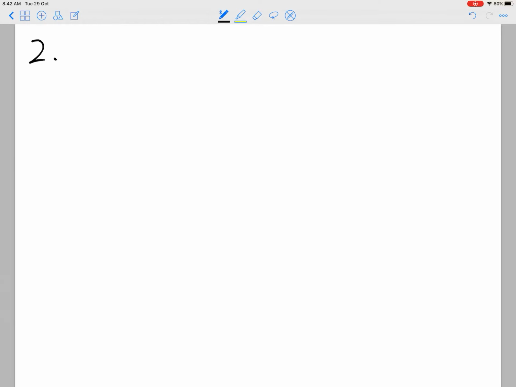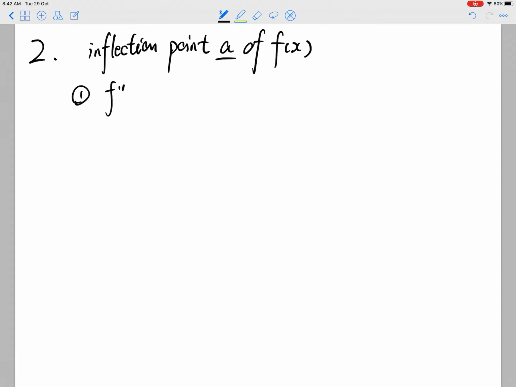Problem 2. What is the inflection point of a function f(x)? Inflection point A of function f(x). So first, your f double prime A, your second order derivative at this point A should be 0.